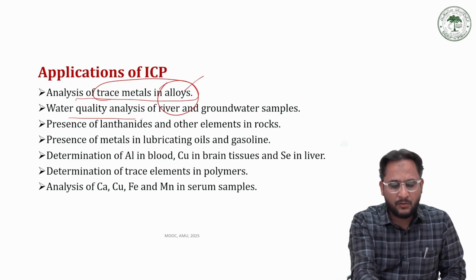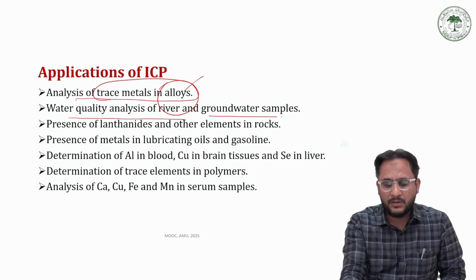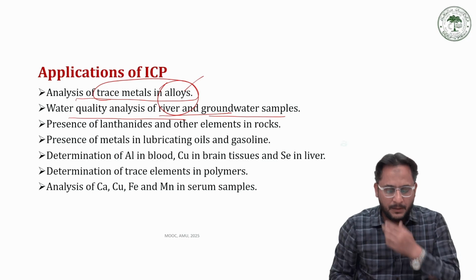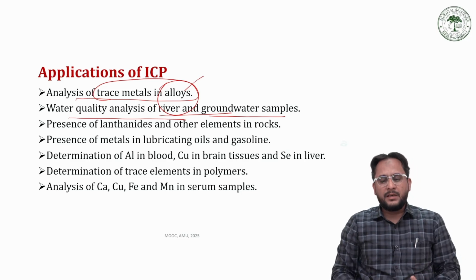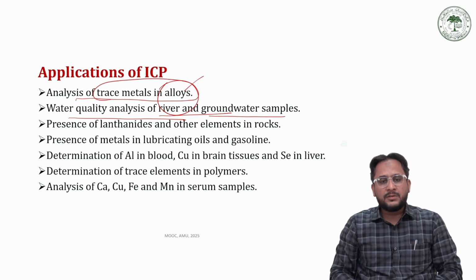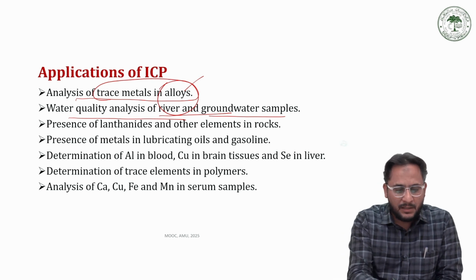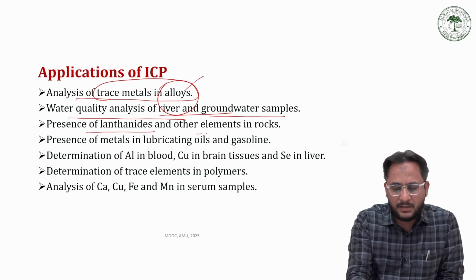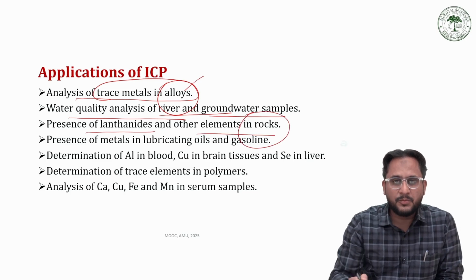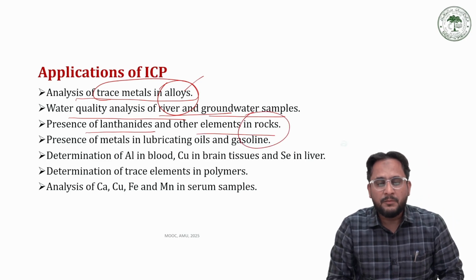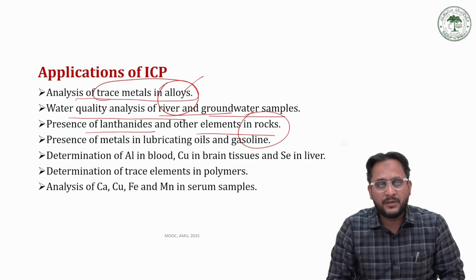Then we go for water quality analysis of river and groundwater samples. In these two cases, river and groundwater, we do not use any excessive sample preparation method. We just filter the sample and we can go for the analysis. Then the presence of lanthanides and other elements in rock samples can also be analyzed, especially useful for people from a geology background or geographical background.